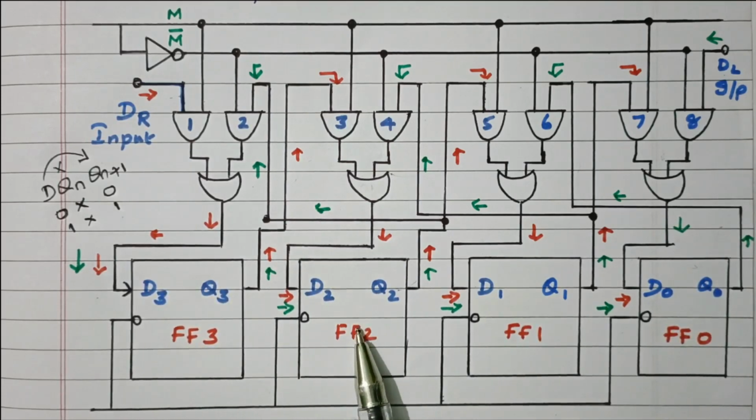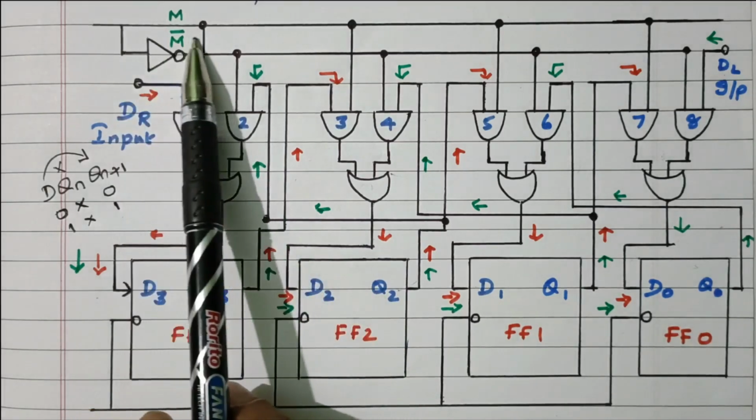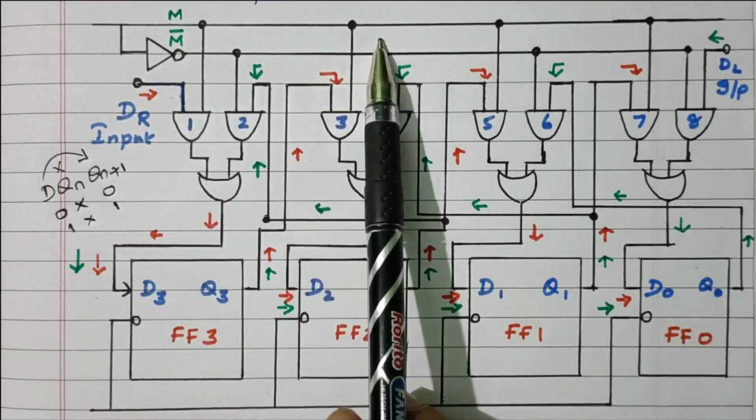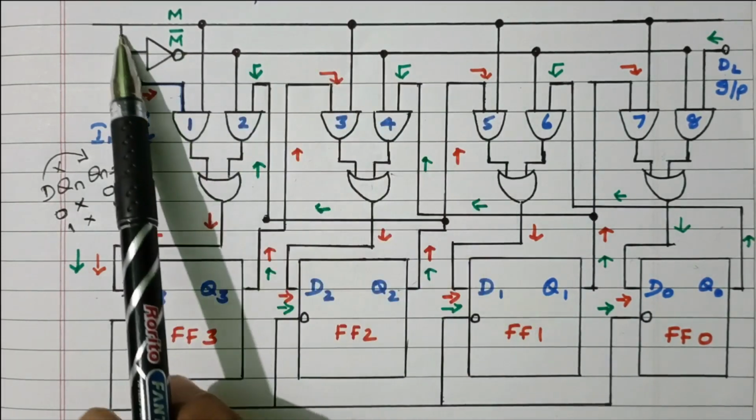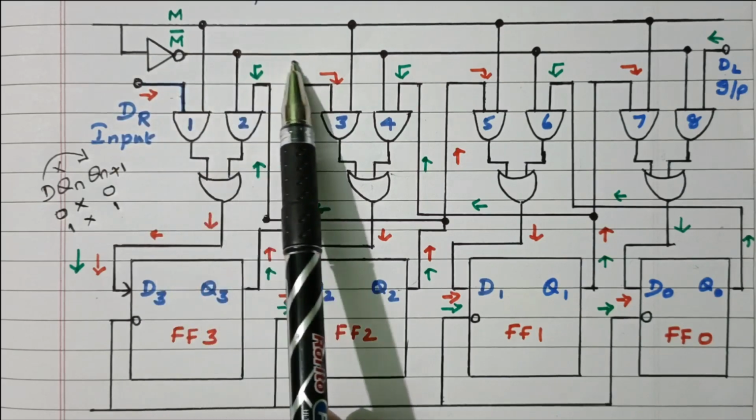Now we'll see how to control the data to move left side or right side. See this. Here one control, the mode control, is available, the mode selection. And one more NOT gate is connected, so that M bar is available on this line.